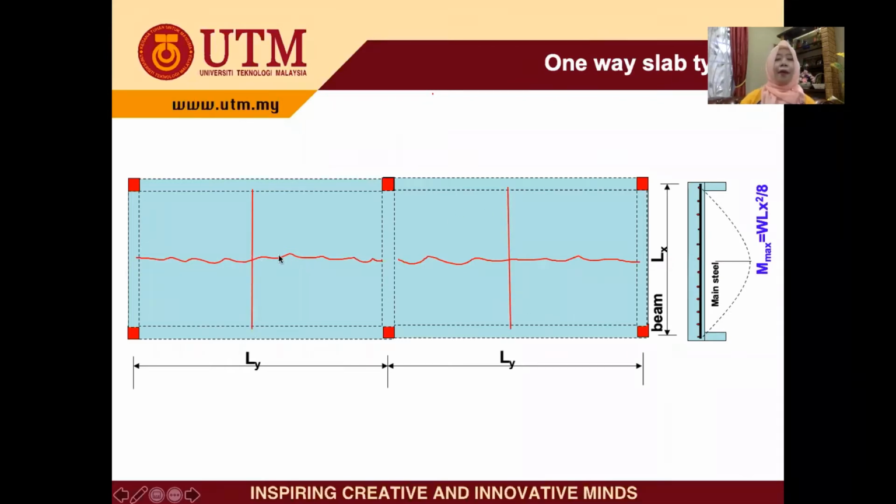Therefore we know that this panel is one way, and this one is also one way. During the design, what we can do is just take 1 meter width of the slab here, representing all these two panels, and this is the configuration with the Lx. Calculate the maximum moment for the 1 meter, then you obtain the main steel and also the secondary steel.